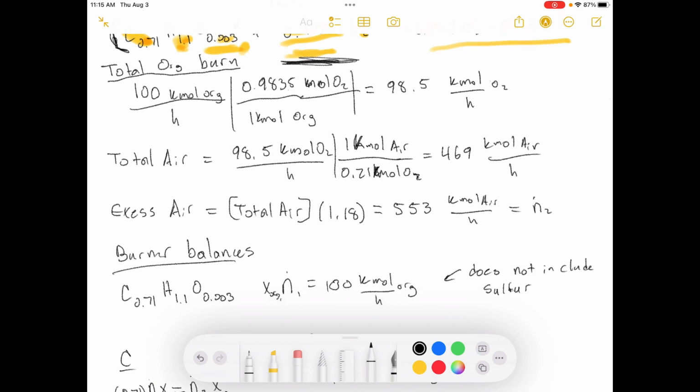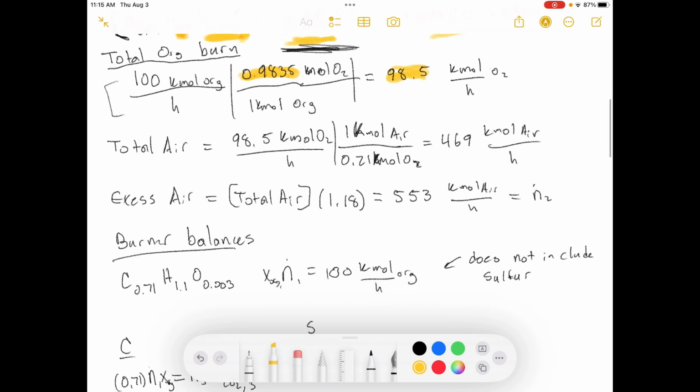We've got our total oxygen that we burned. We're starting off with this much organic, so then we have this many moles. Again, my number is going to be slightly off, but that equals this many moles of oxygen per hour.